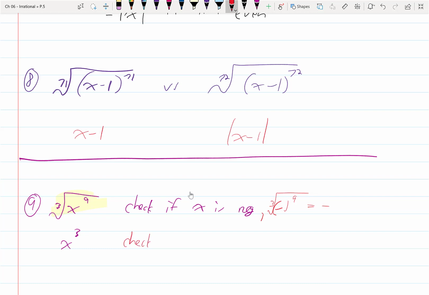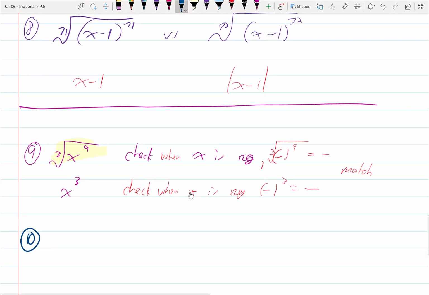Then we're going to check the same thing here. Check when x is negative. When x is negative, here I get a negative cubed, and that is also equal to negative. And so, bingo, they match.